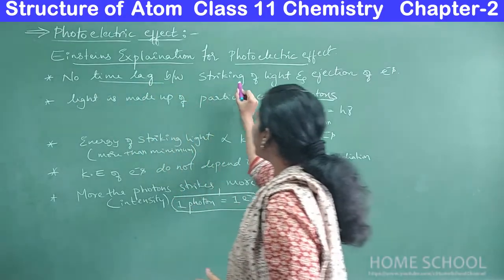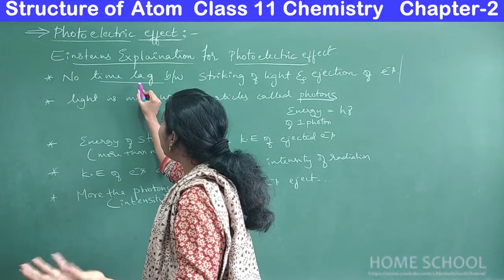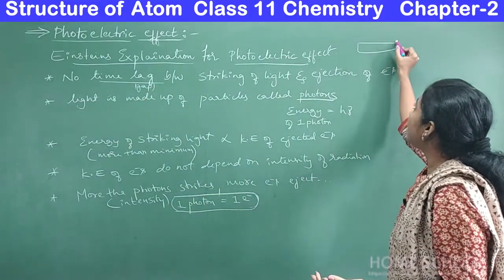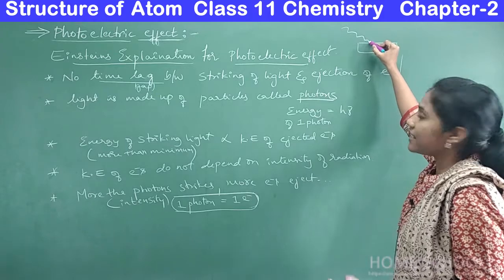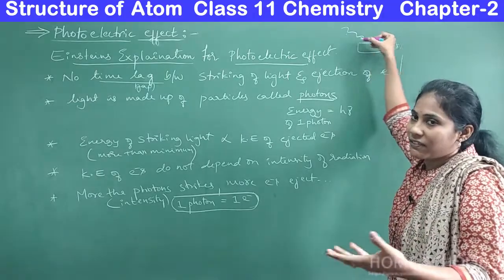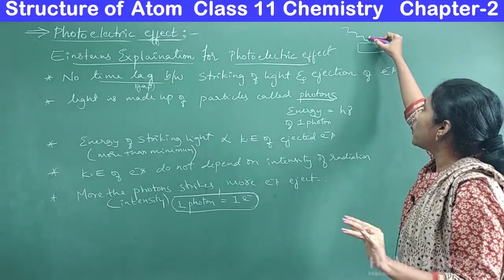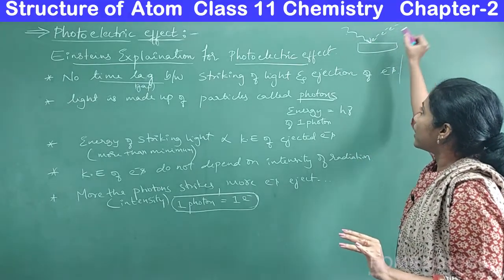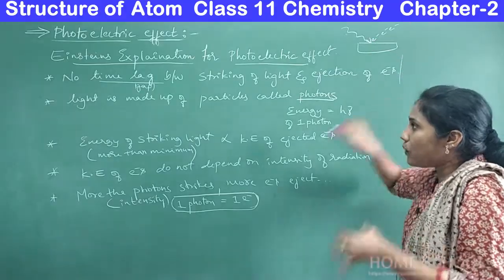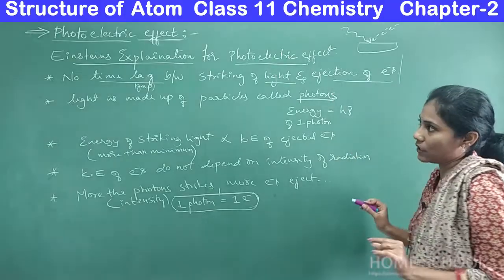No time lag between striking of light and ejection of electrons. So what do you mean by this point? There is no time lag, that means there is no time gap. Say, if this is your metal, the moment you strike this surface with a minimum amount of energy, this radiation must have minimum energy, otherwise electrons will not be ejected. The moment you strike some suitable radiation onto this, immediately electrons are ejected. There is no time difference. So that's what we mean by no time lag between striking of light and ejection of electrons.